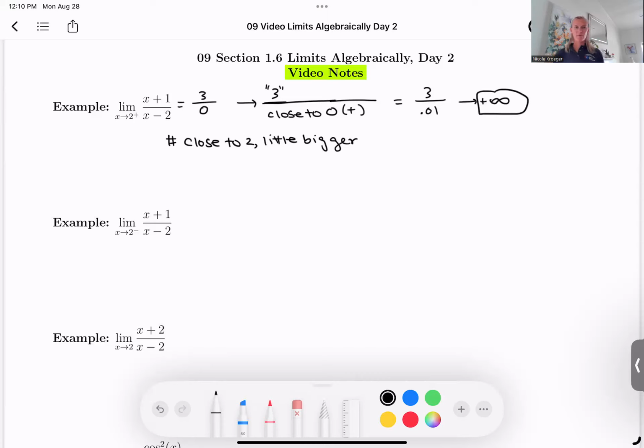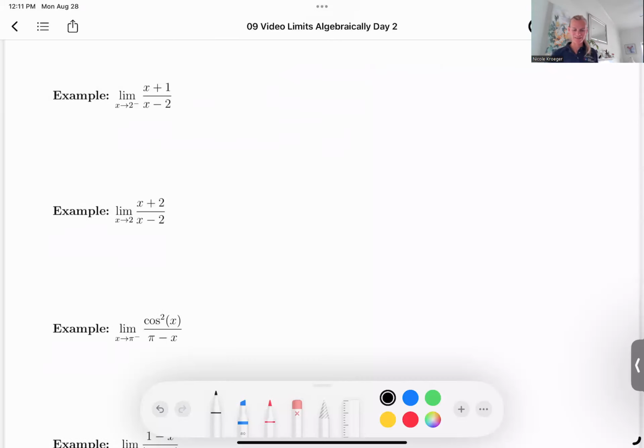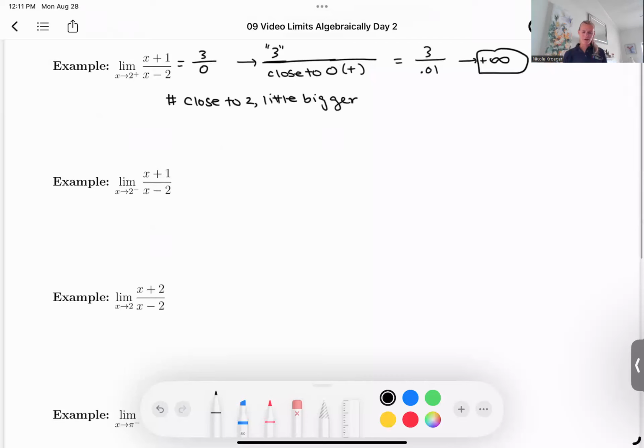This is going to be the case when we get a number divided by 0, that my answers are going to be infinite or does not exist. So that kind of makes our life a little easier. We have 3 things to choose from: positive infinity, negative infinity, or does not exist. Okay, so let's try that with this next one here.